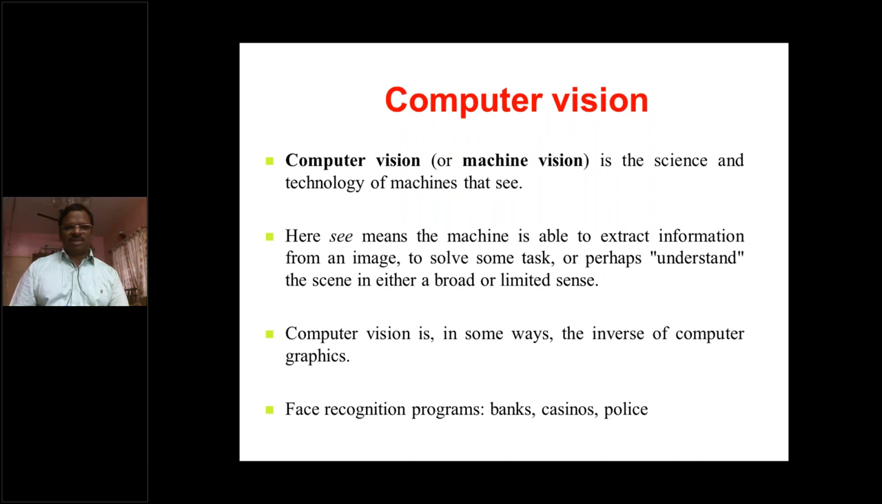Then what is computer vision? It is the science and technology of machines that see. A machine can view some objects, how? By means of its camera, how the camera is activated in a machine. This is the study of computer vision. Computer vision is in some ways the inverse of computer graphics. Computer graphics is entirely different from computer vision. How we can understand a scene by means of a computer camera is called computer vision. Banks, cashiers, and policemen are using face recognition programs.